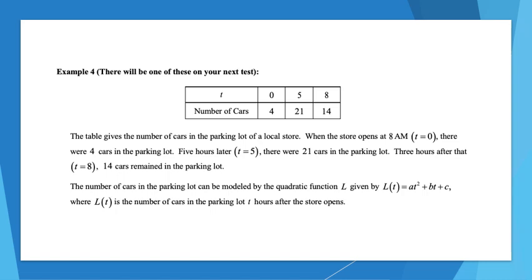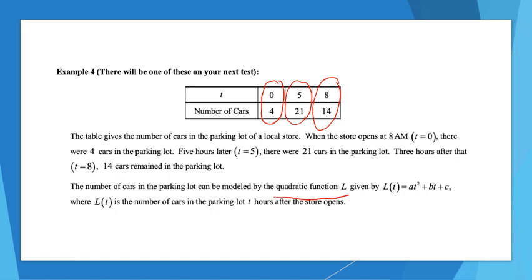Here we're given a table that gives the number of cars in the parking lot at a local store. When it opens at 8 a.m., there are only 4 cars in the parking lot. 5 hours later, there are 21 cars, and then 8 hours after the store opens, or 3 hours after that 5-hour time slot, there are only 14 cars left. The number of cars can be best modeled by a quadratic function, L, which means we will give you the fact that it's quadratic.